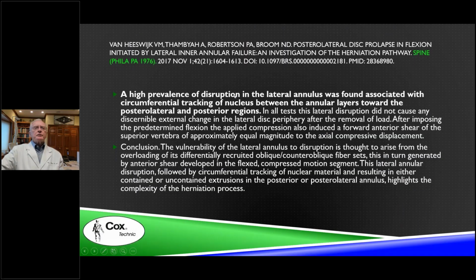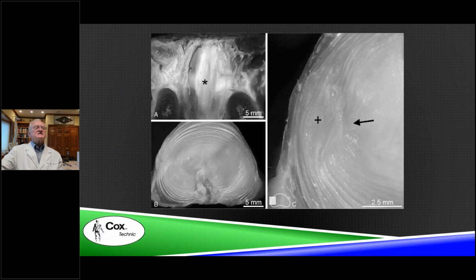A high prevalence of disrupted annulus was found associated with tearing of the nucleus between the annular layers toward the posterolateral and posterior regions. Looks like this, doctor. Nothing like a picture. Here are the circumferential tears of the annulus fibrosus. See how they begin to tear?